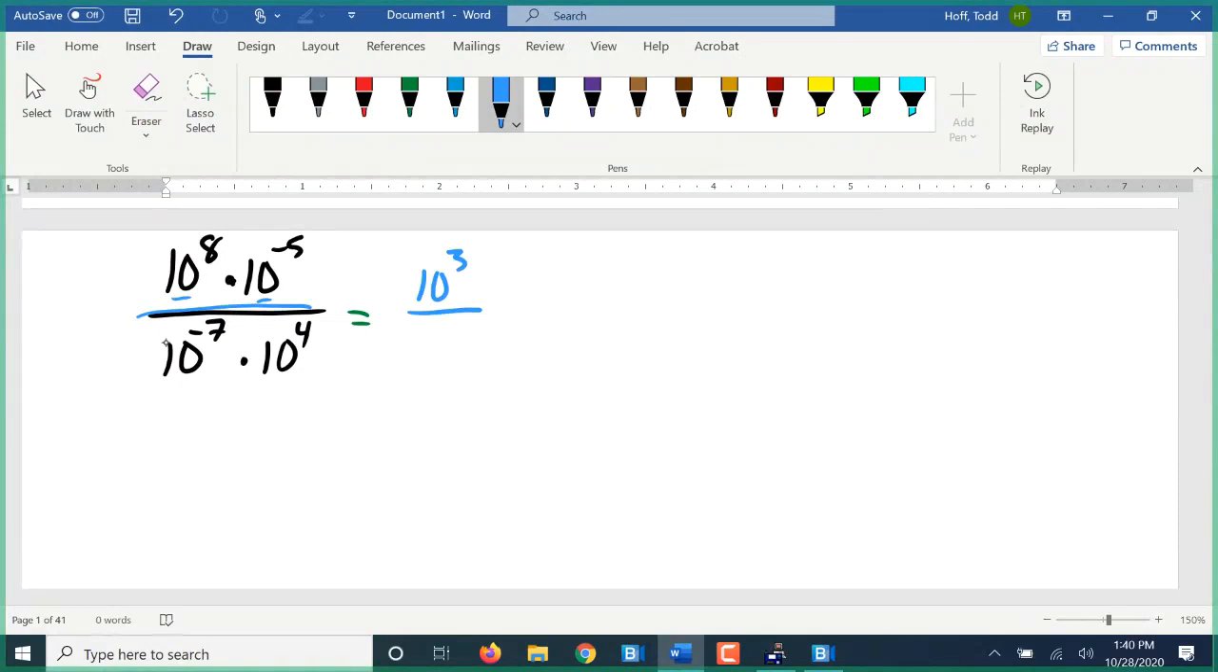On bottom, 10 to the negative 7th times 10 to the 4th is 10 to the negative 3. And now we are dividing here. That'll be 10 to the power of 3 minus negative 3, which is 3 plus 3, or 10 to the 6th.